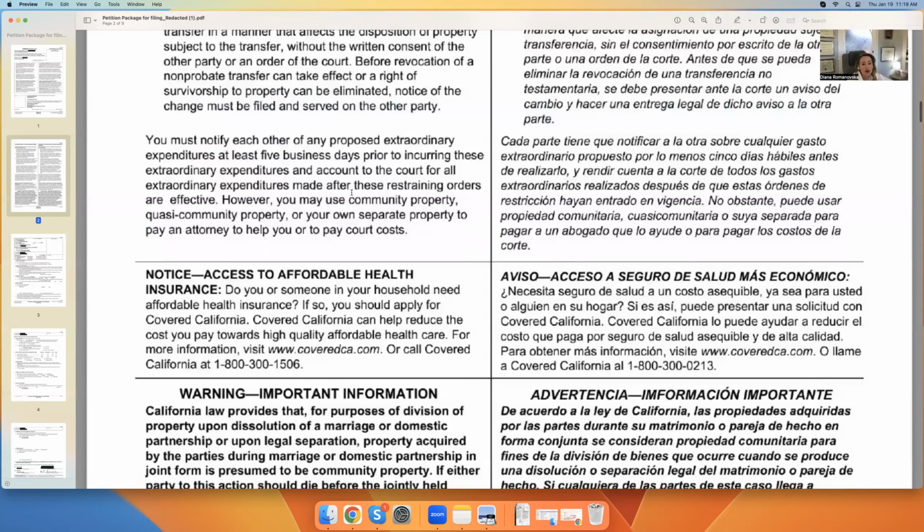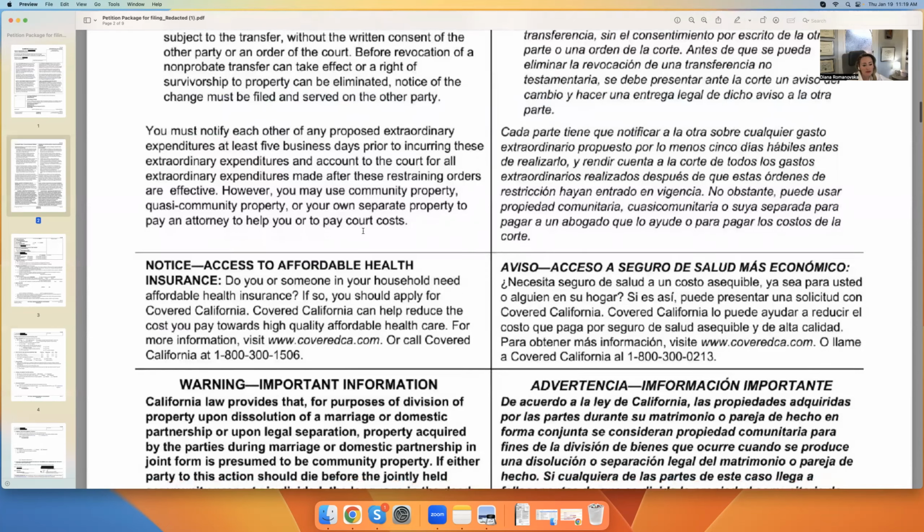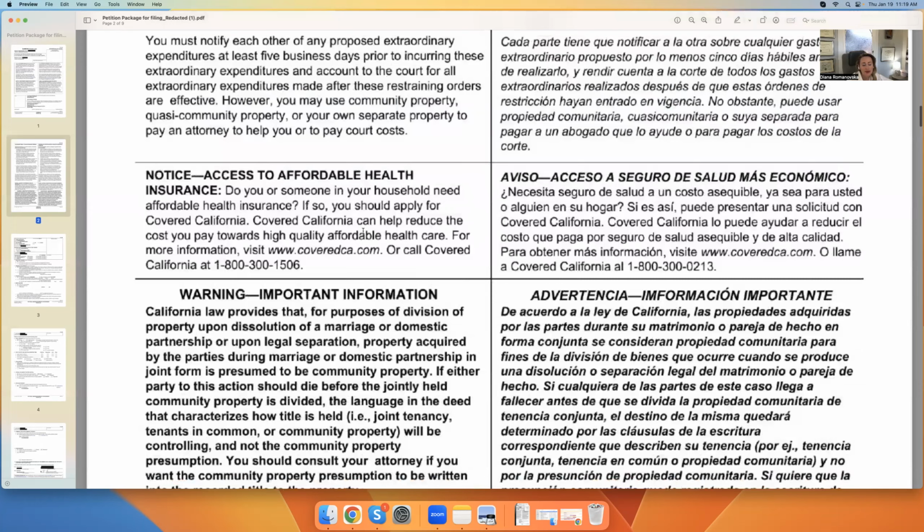All right. However, you may use community property, quasi-community, or your own separate property to pay attorney's fees and help you pay costs. Okay. All right.